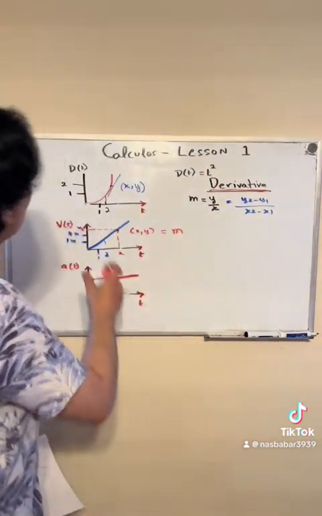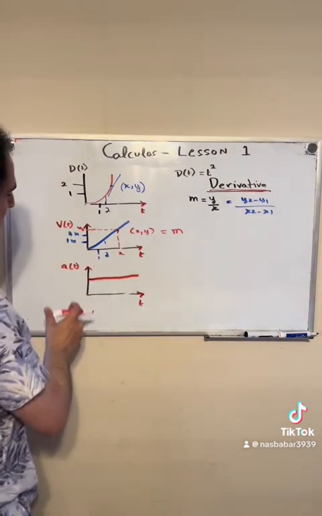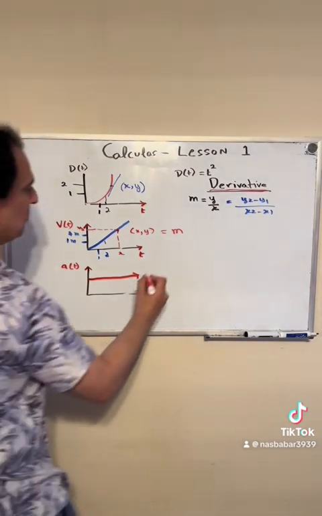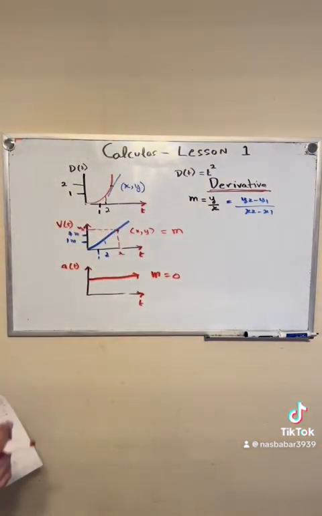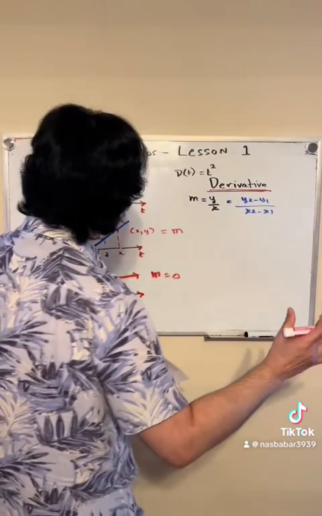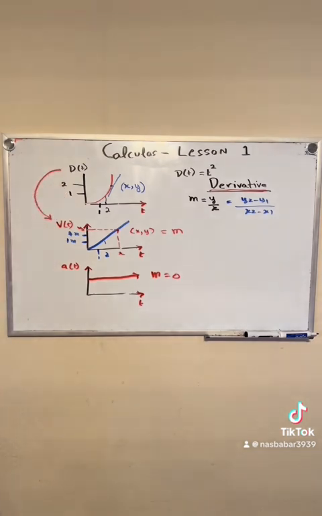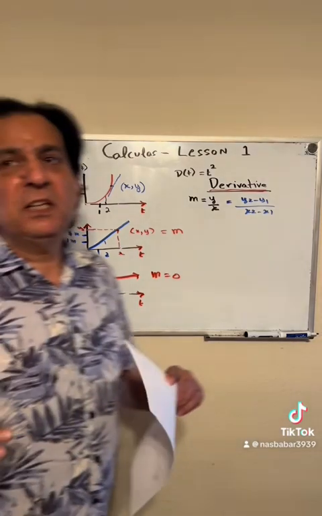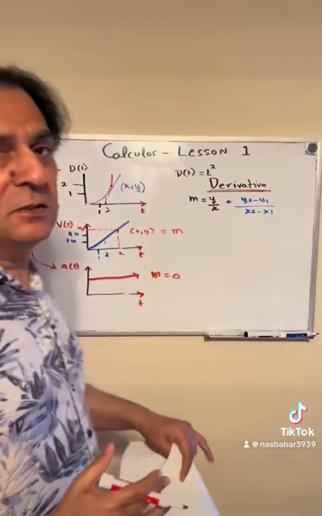Nothing is changing. Over here, distance is changing with respect to time. Velocity is changing with respect to time. But over here, acceleration is not changing with respect to time. It's a straight line, so in this case, my m would be 0. Before I close the session, I just want to say that these are given facts: the derivative of distance is velocity, and the derivative of velocity is acceleration. These things are given in physics and calculus, so you have to memorize that.